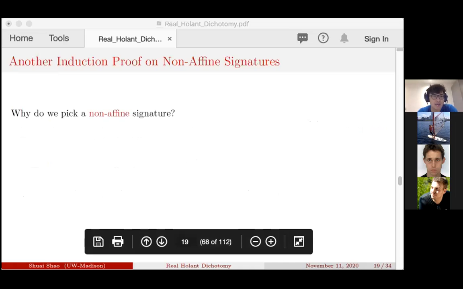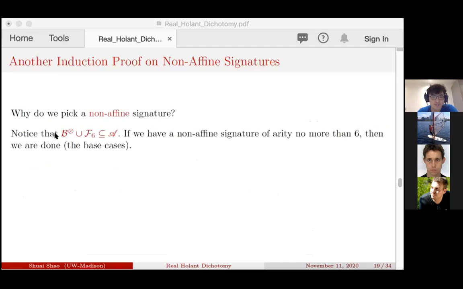Well, we can show that this union is a serious obstacle to our induction proof, to our hardness proof. Now, all signatures in this class, they are affine signatures. So now, if we can realize a non-affine signature of arity no more than 6, then we have a signature that is out of this union, and we are done per the lemma. So this is the base case for the induction proof on the arity of non-affine signatures.